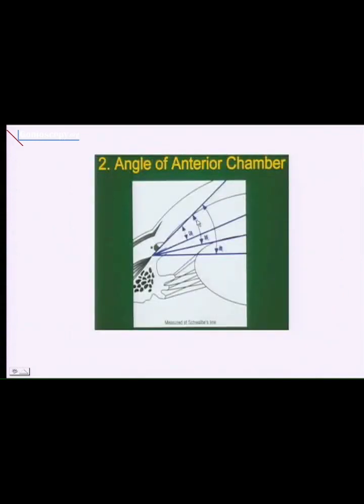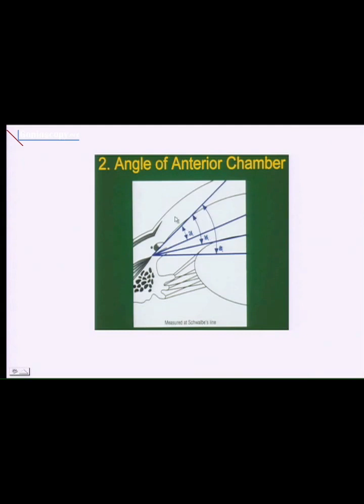Then there's the angularity, the part that's considered in Spaeth's system. And this needs to be considered by thinking of a tangent to the posterior surface of the cornea and a tangent to wherever the iris is.